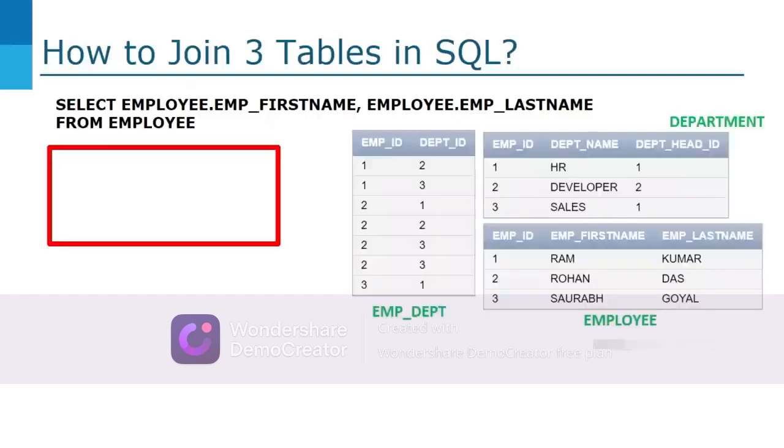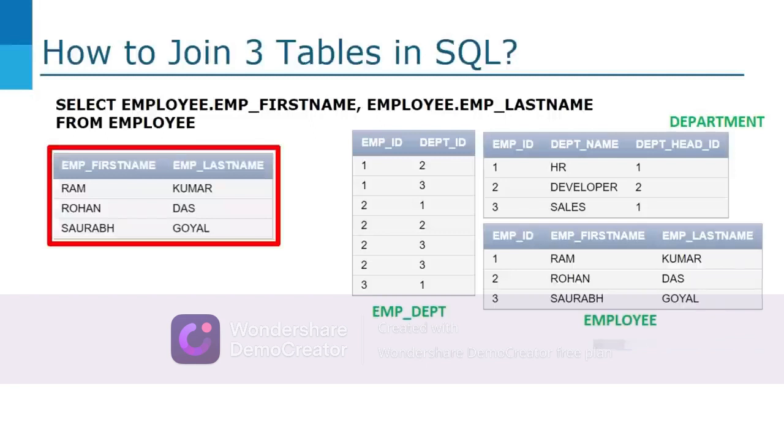You will get all the employee first name and employee last name from the employee table. That is what I'm getting, right? Perfect. These are just the three tables which I have shown you here, to show you what the content of the tables is so that you don't get confused.